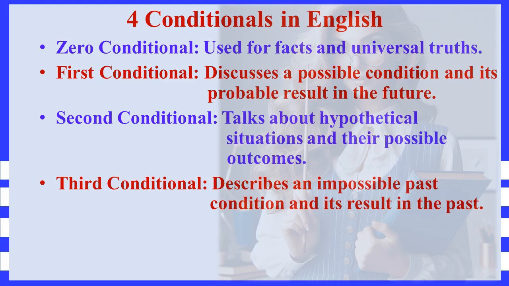First conditional. Discusses a possible condition and its probable result in the future. Second conditional. Talks about hypothetical situations and their possible outcomes. Third conditional. Describes an impossible past condition and its result in the past.